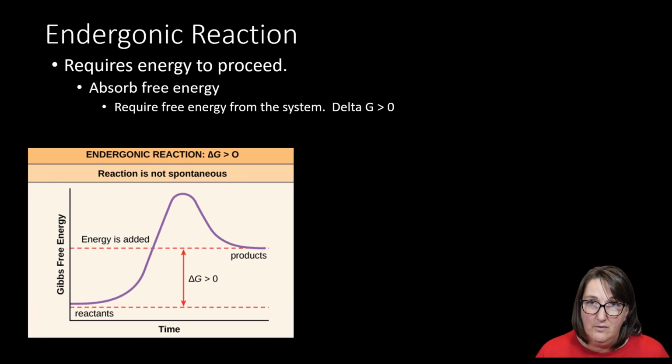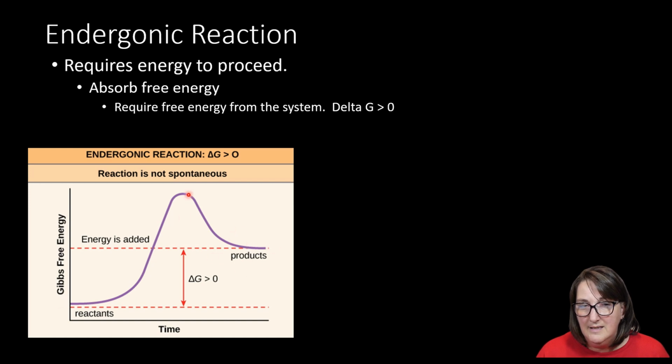An endergonic reaction is going to need energy to proceed. Endo means inside, so it's going to have to absorb free energy. So it's going to require energy from a system. An example of that would be something that is not spontaneous. So it's not going to be spontaneous. Here you can see my reactants are down here. My products are up here.